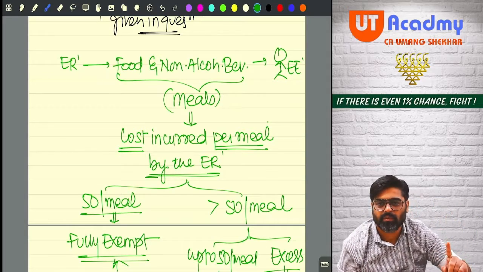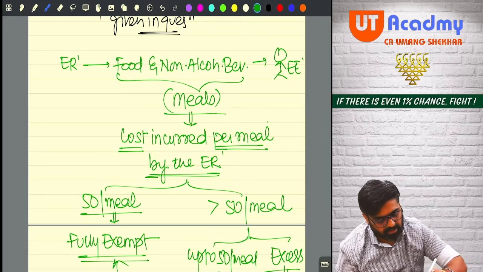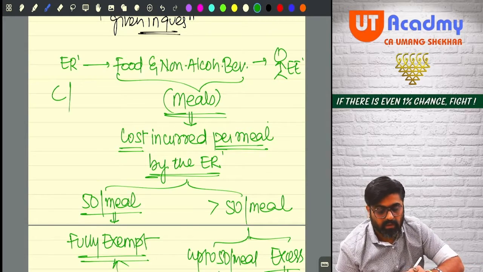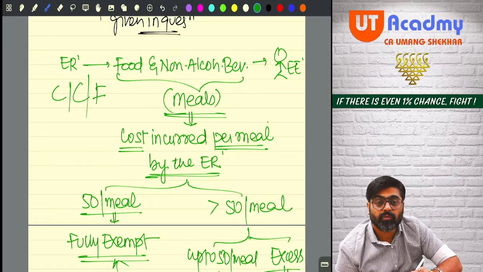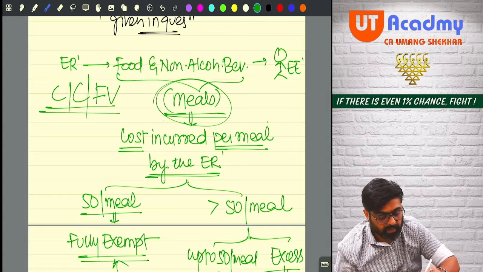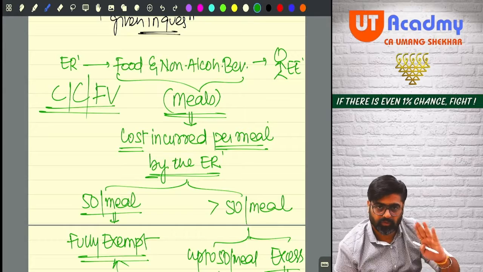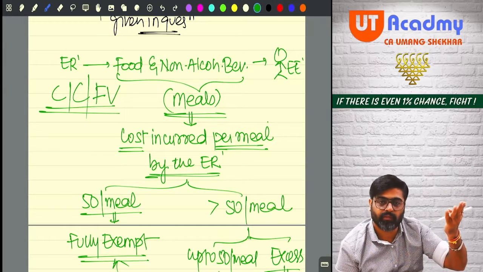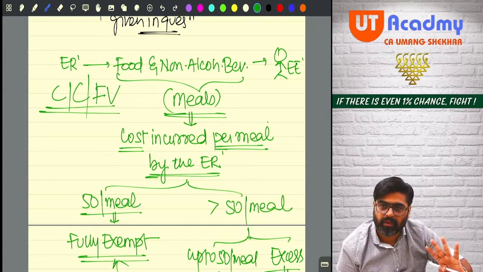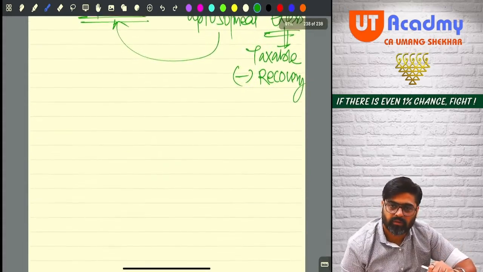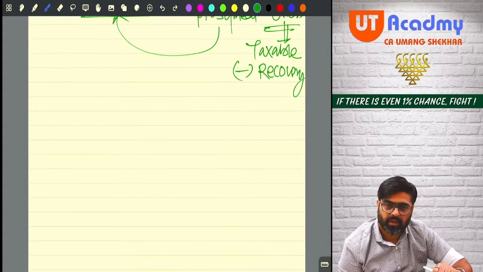Everyone understood? So the meals can be provided in a canteen, through caterers, or through non-transferable food vouchers. FV means food vouchers. In any of these cases, if the cost per meal is 50 or less, it will be fully exempt. If more than 50, then 50 is exempt and the excess will be taxable. And out of that excess, reduce the recovery also. Will you remember this? Everyone?